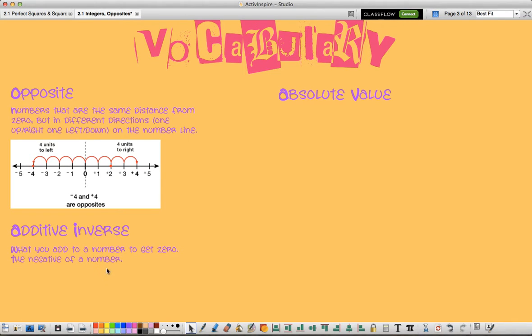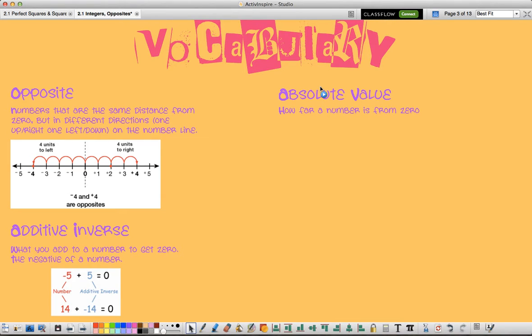The additive inverse is what you add to a number to get 0. So when you add the two numbers together, like a negative 5 plus a positive 5, it gives you 0. Or a positive 14 and a negative 14, it gives you 0. So basically the additive inverse of a number is its opposite.